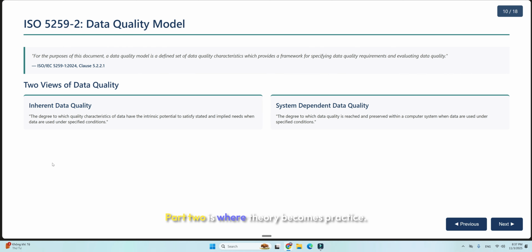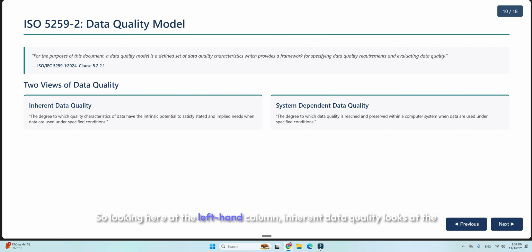Part 2 is where theory becomes practice. It defines what we actually mean by data quality. And if we look at the quote here, a data quality model is a defined set of data quality characteristics which provides a framework for specifying data quality requirements and evaluating data quality. Now, this is crucial. Quality isn't subjective. It's not good enough or pretty good. It's measured against specific characteristics that you define based on your use case.